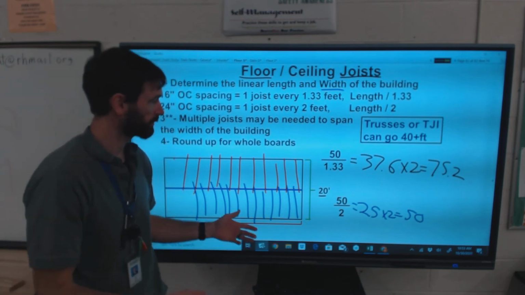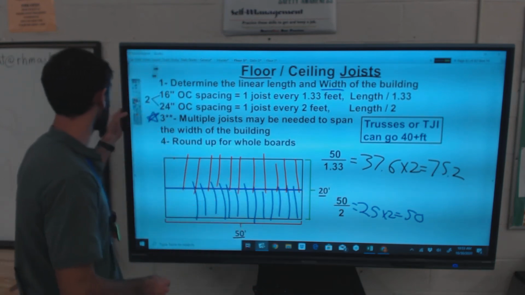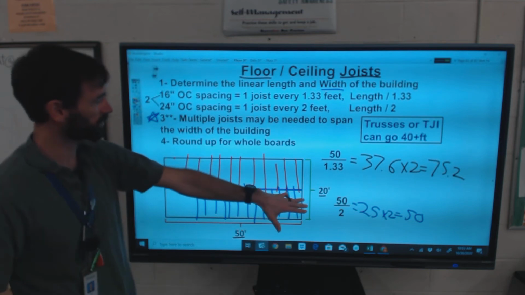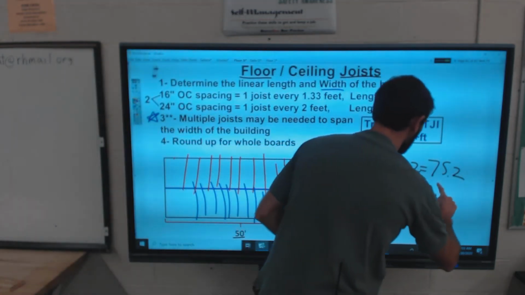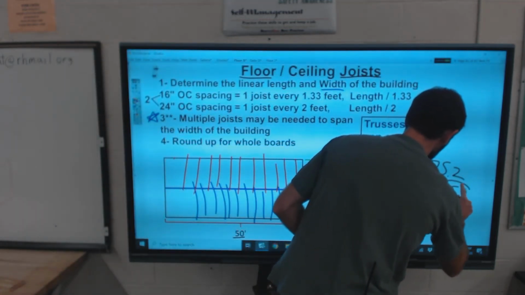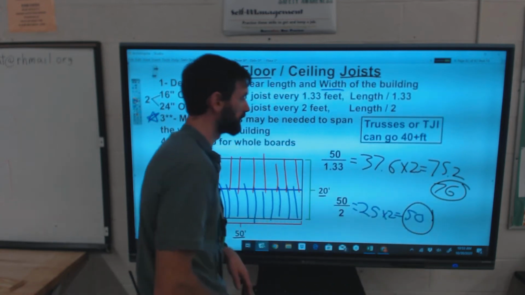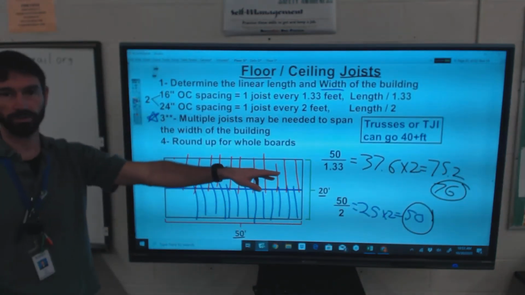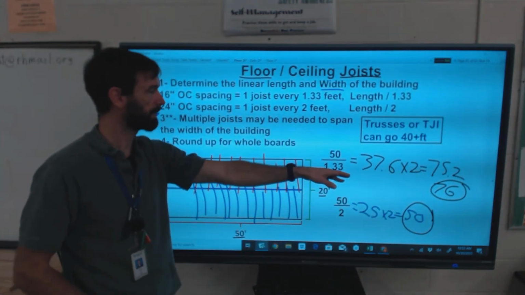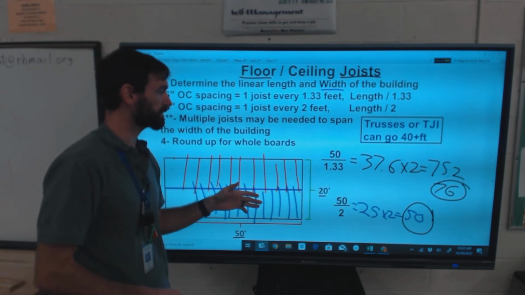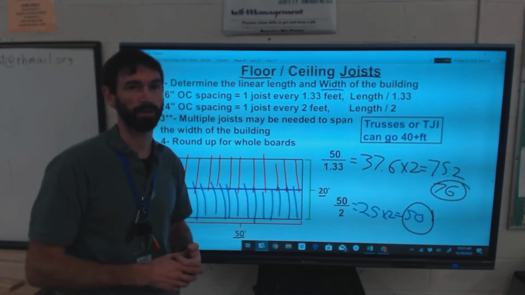Right? Now that we have those 2 numbers, last step in the process is round up to have whole boards. So we don't need to round anything with the 24 inches on center, but we do need to round this to 76. Now, take a look at the difference in those 2 totals, right? If you're running 16 inches on center, you're going to need 26 more boards.